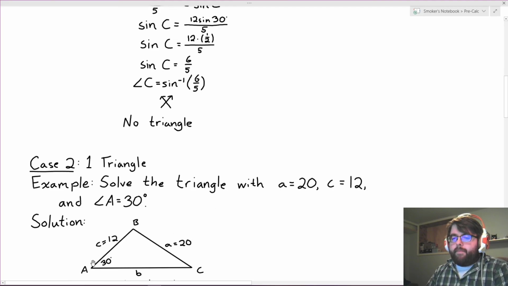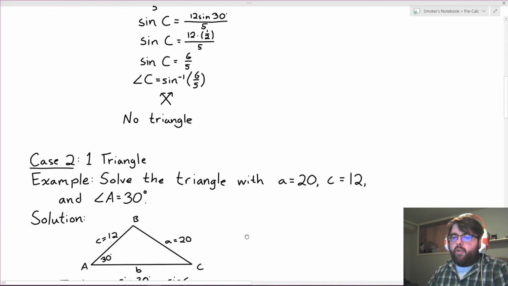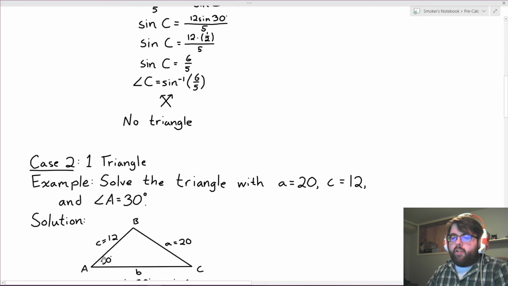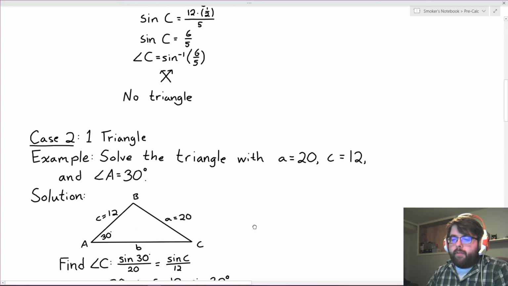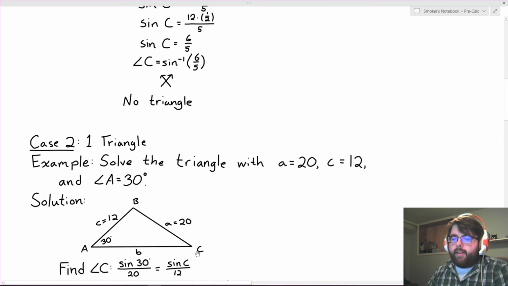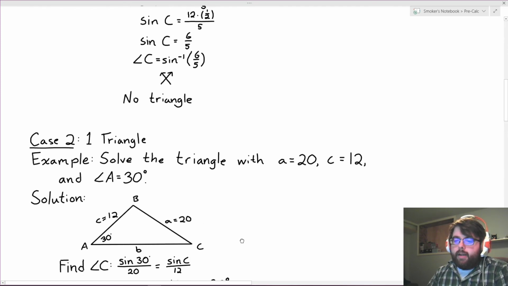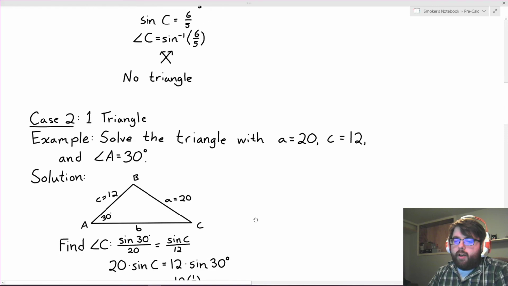So again, 30, 12, but A is much longer now, so it has no problem reaching. We're going to start off the same way, though. We have sine of 30 over 20 equals sine of C, the angle I'm looking for, over 12. Again, I'm finding C because I can't find B, not knowing either of these pieces of information. I'm trying to find this angle so I can find this angle. So I multiply both sides by 12.